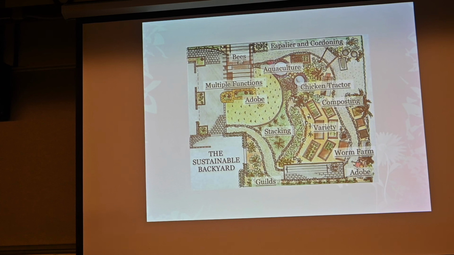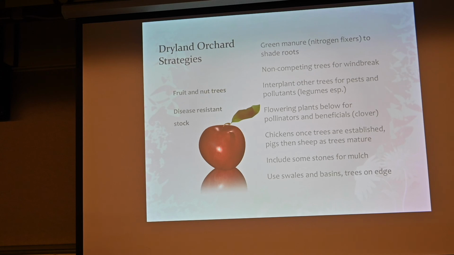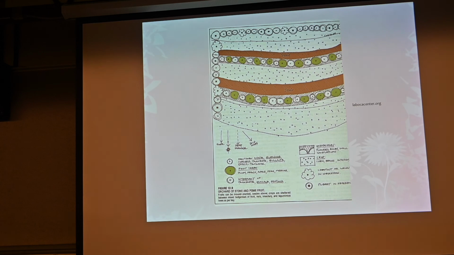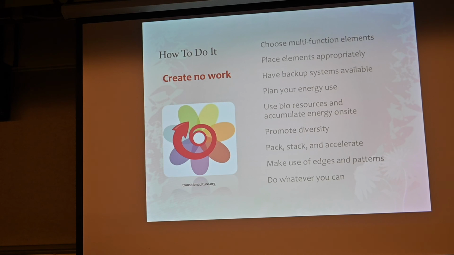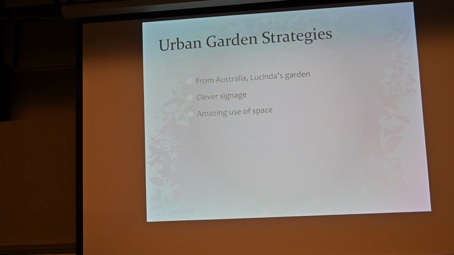Here's another picture: aquaculture, chicken tractor, composting, stacking, dryland orchard, fruit and nut trees using disease-resistant stock, some non-competing trees for windbreak, chickens once established, flowering plants below. Here's the diagram. Again, this is very similar to what they did in the first video. So how do you do it? These are the things. Basically, you follow the principles, but you do whatever you can.